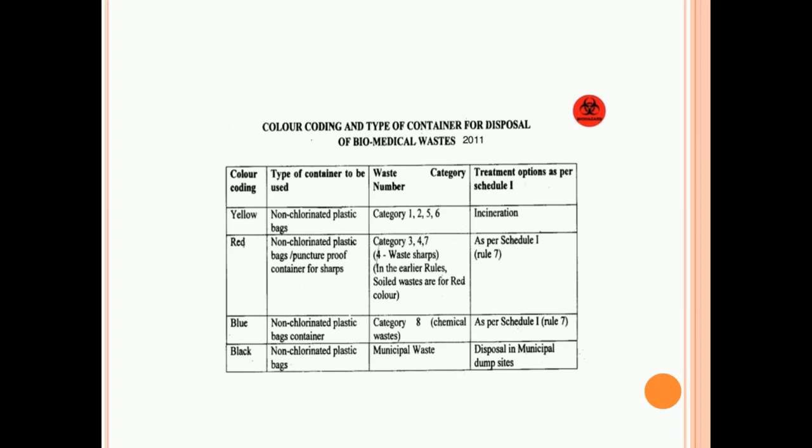In the red bins you can see they have written waste sharps. All the sharp materials like needles and syringes come under the red category. Then certain chemical waste comes under the blue category, and whatever municipal waste is generated by the hospital comes under the black category. That goes to the municipal waste management site. Whereas other things, a few of them might go for incineration units, and a few may go for autoclaving units. More details about this you can get in the biomedical waste management rules.